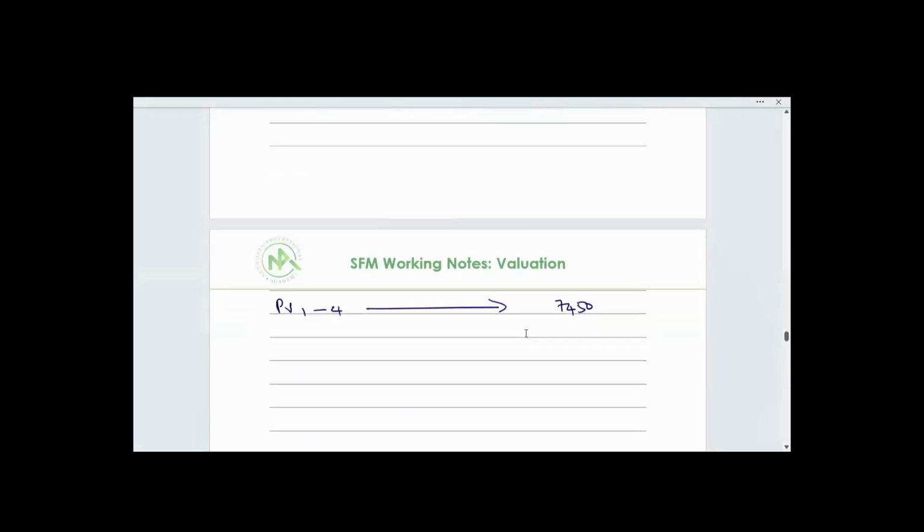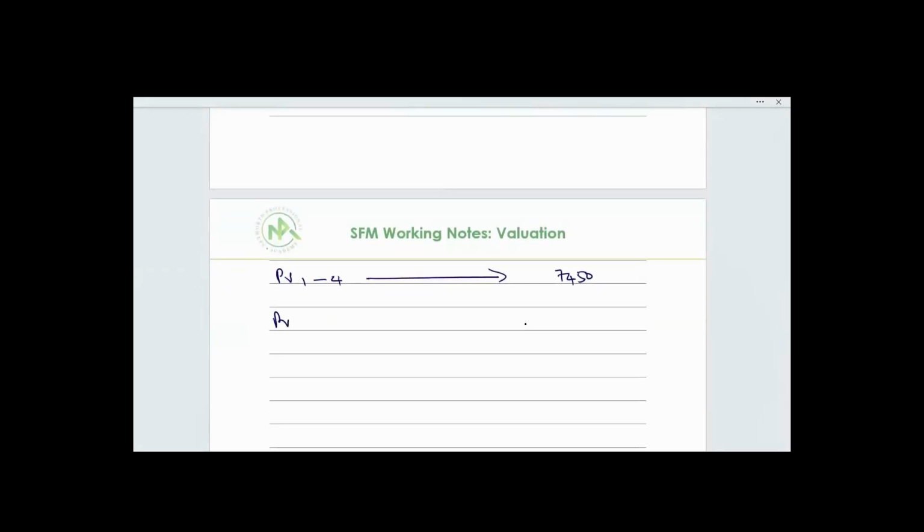Here is 7450. So for Panto, I need to calculate the PV of year 5 to infinity, which is equal to, because in this question we are given growth rates, therefore I would say free cash flow to the firm of the base year multiplied by 1 plus the growth rate, divided by the cost of capital, which is WACC, minus the growth rate, multiplied by the discount factor of the base year. So figures are in thousands. Are they in thousands or in millions? They're in thousands.